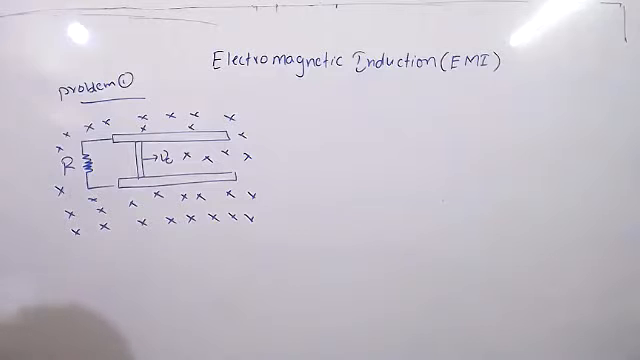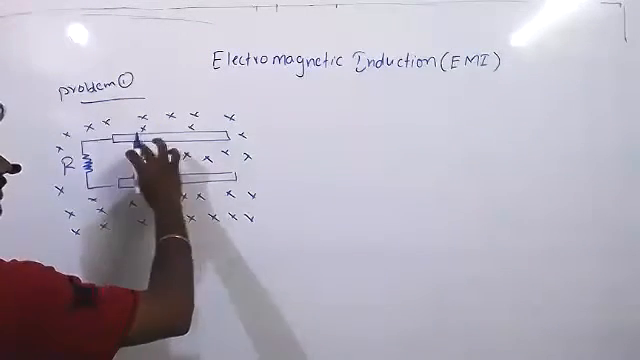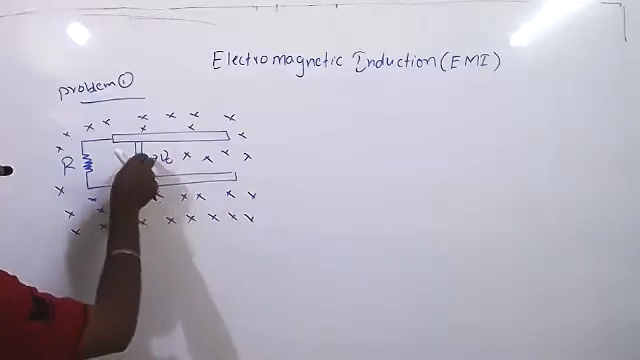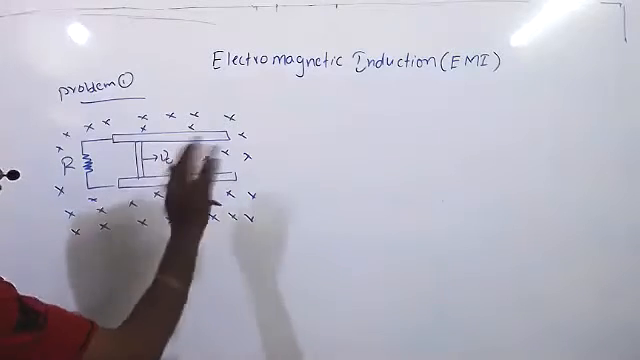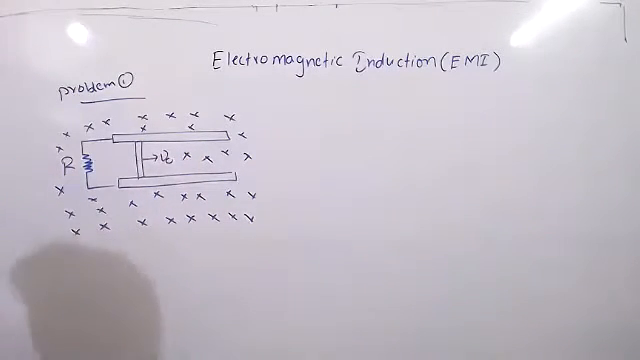Question. This rail patta is frictionless. Here there is no friction when it is moving. Frictionless. Okay, so find the motional EMF.